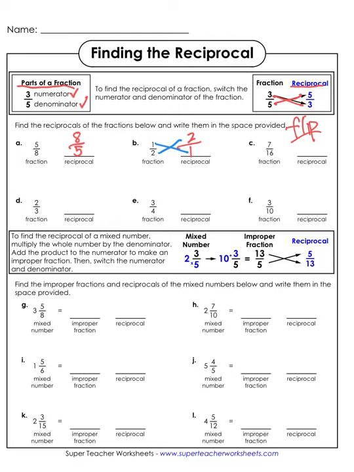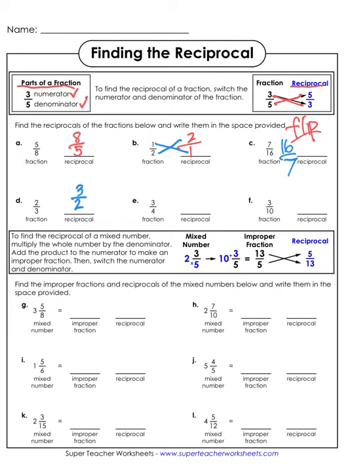Then we have C, 7/16. 16 will now become our numerator, and 7 will be our denominator. We just flip the fraction 7/16 in order to form our reciprocal. D, for D, we're going to find the reciprocal for 2/3. We're going to turn our denominator into our numerator, and our numerator into our denominator, which gives us 3/2.